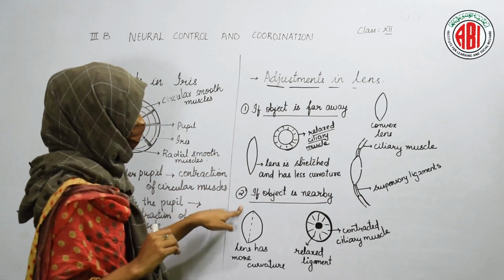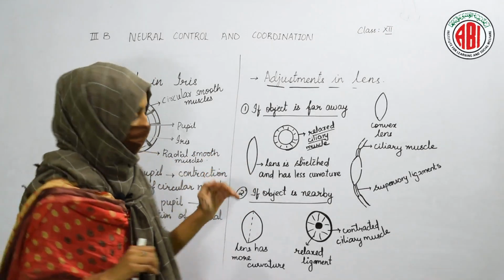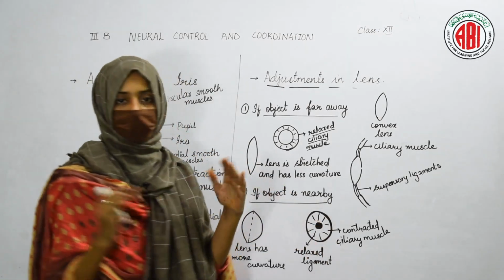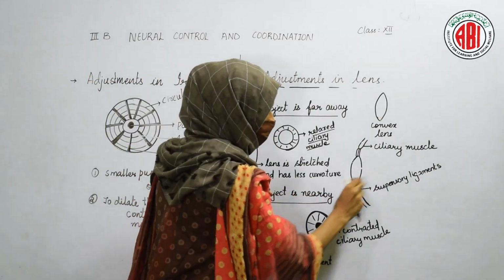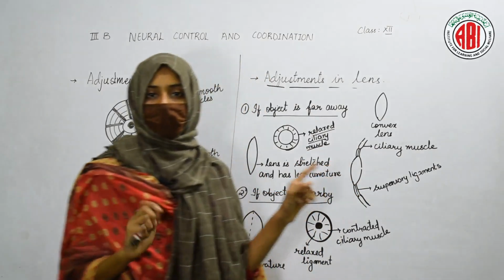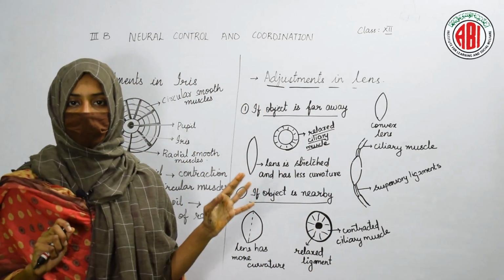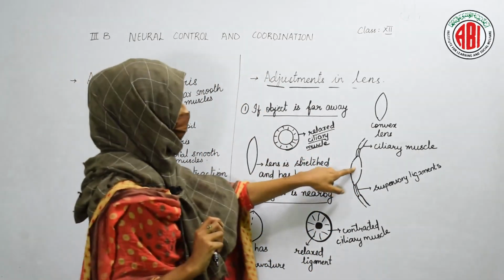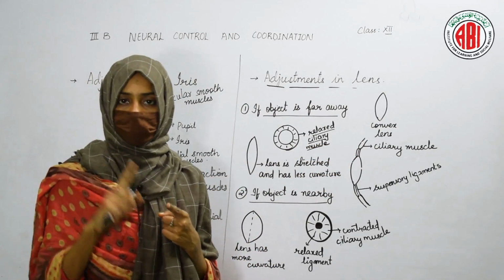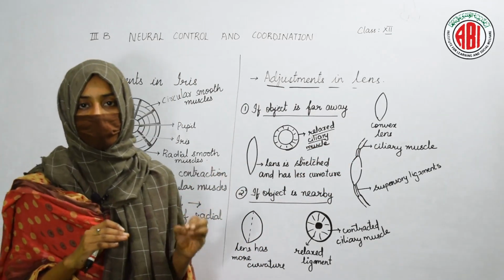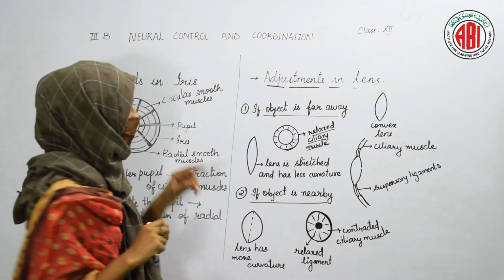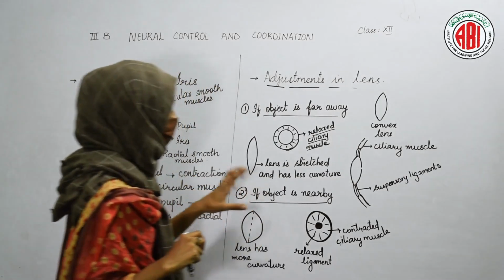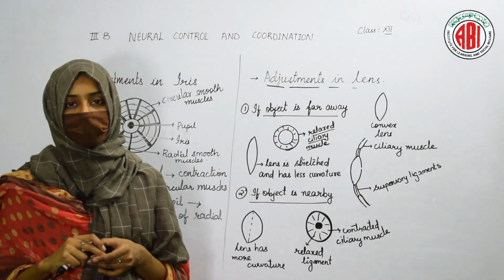Now, if the object is nearby you, then the ciliary muscles get contracted. Due to the contraction of the ciliary muscles, they become loose, they would not stretch, and as the suspensory ligaments would not stretch, the lens will also not be stretched, and the lens shows more curvature. It has more curvature in case 2, if you want to see the object that is nearby you.